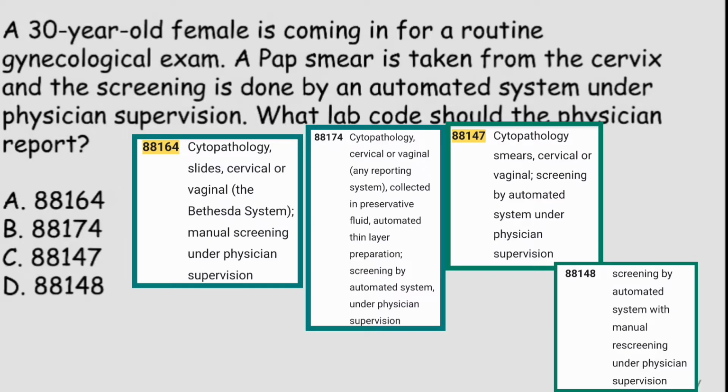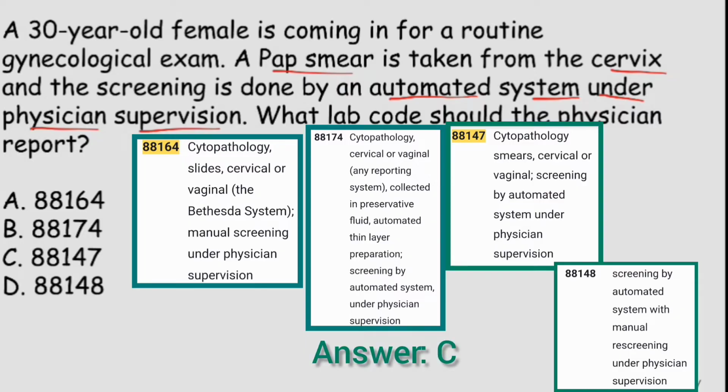If you choose option C, 88147, then you are absolutely right, because the code 88147 correctly reports the smear cytopathology, that is cytopathology smears, cervical or vaginal. And in this scenario, pap smear is taken from the cervix and screening is done by automated system under physician supervision. So the right answer is 88147.